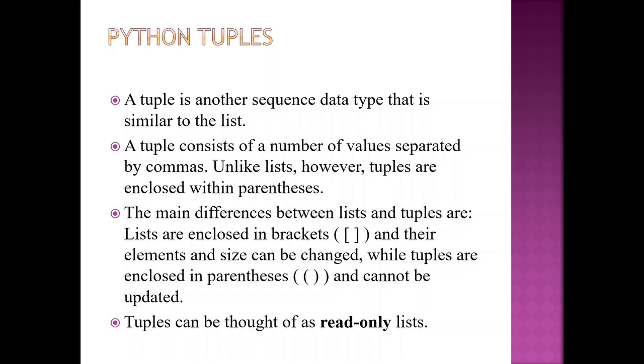We can say a tuple is a read only list. That is, once you initialize the values for a tuple, we cannot change or update them later. That's the main difference between the list and tuple. And also, your list elements will be enclosed within square brackets, but the tuple elements will be enclosed in parentheses or rounded brackets. Okay.